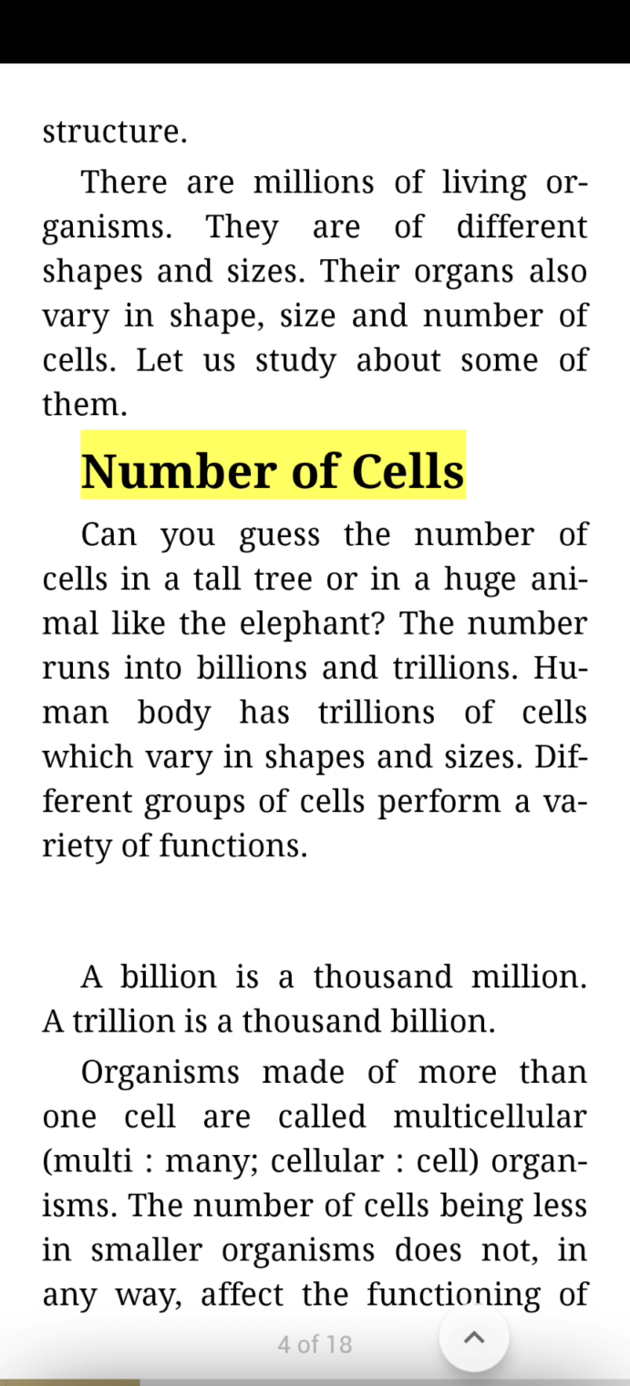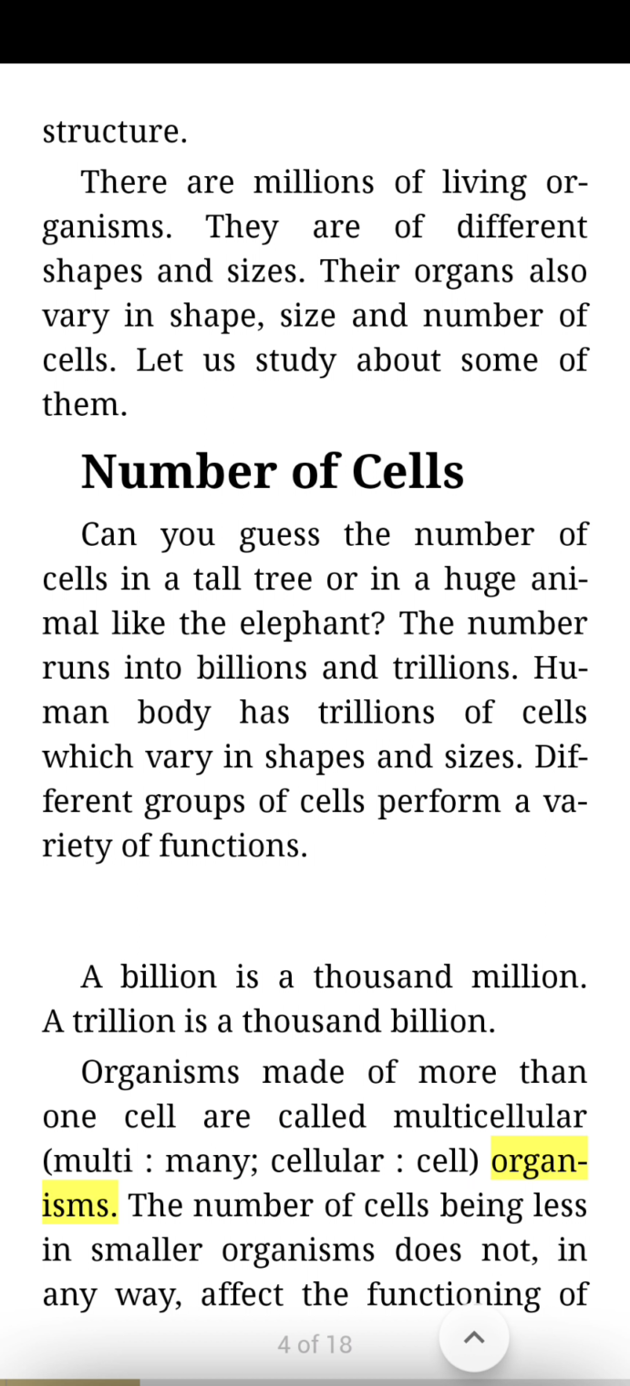Number of cells. Can you guess the number of cells in a tall tree or in a huge animal like the elephant? The number runs into billions and trillions. Human body has trillions of cells which vary in shapes and sizes. Different groups of cells perform a variety of functions. A billion is 1,000 million. A trillion is 1,000 billion. Organisms made of more than one cell are called multicellular, multi meaning many, cellular meaning cell.